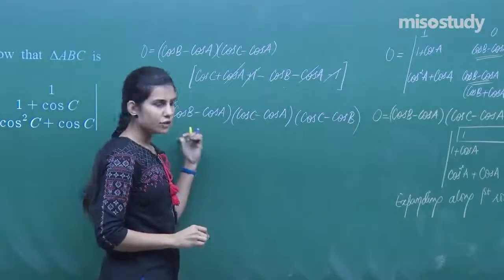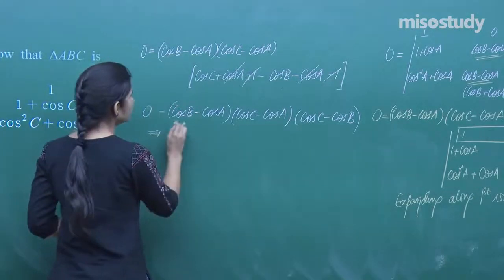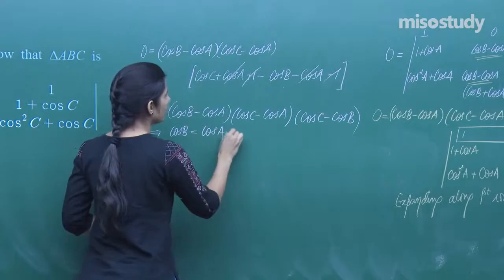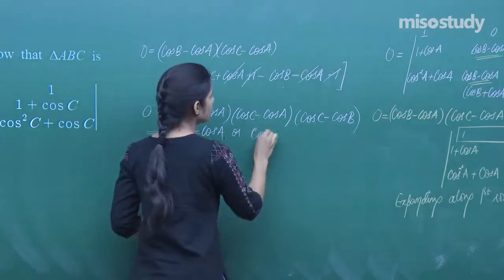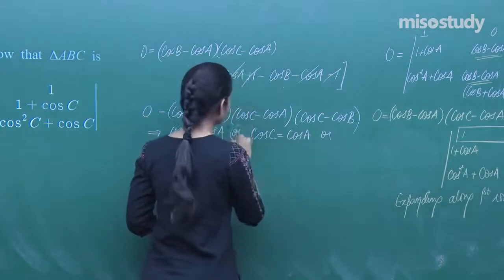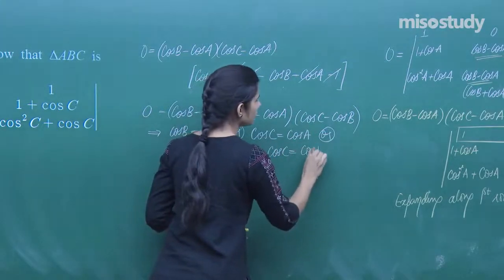Product of three things is 0. That means this is 0 or this is 0 or this is 0. If this is 0, that means cos B equals cos A. Or this is 0 means cos C equals cos A. Or this is 0 means cos C equals cos B.